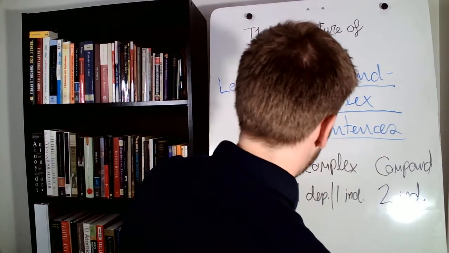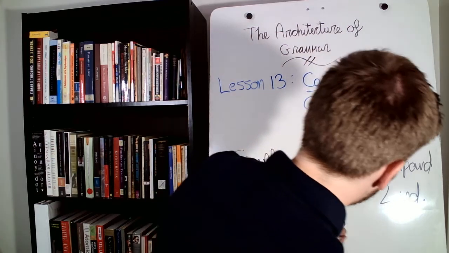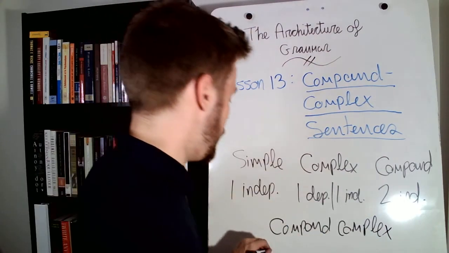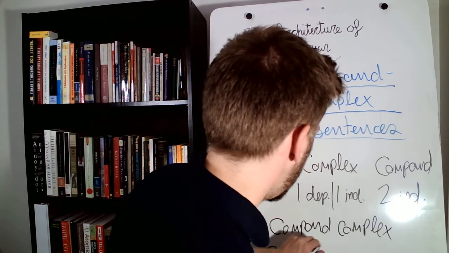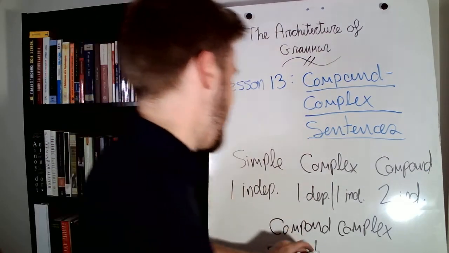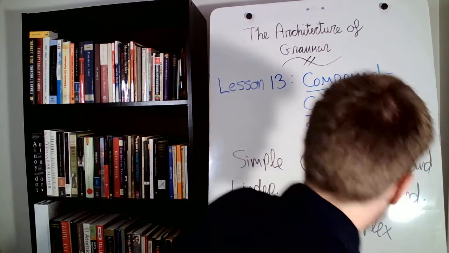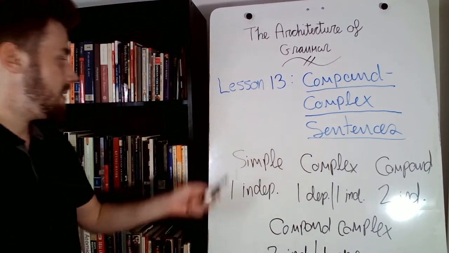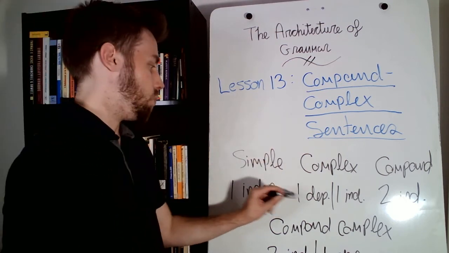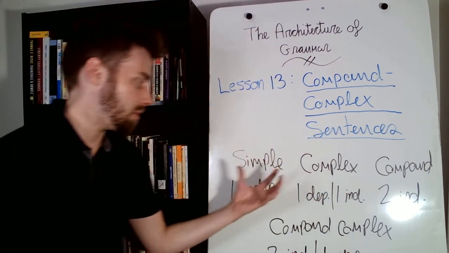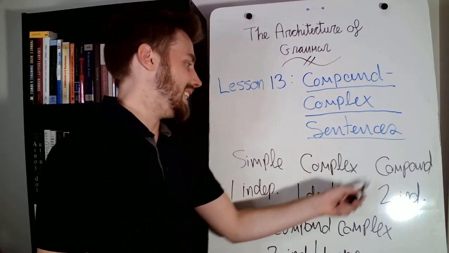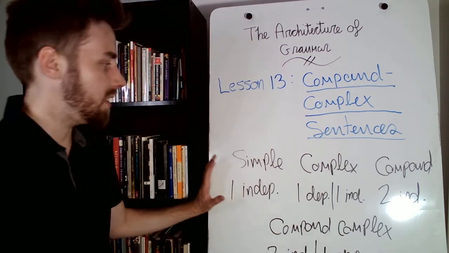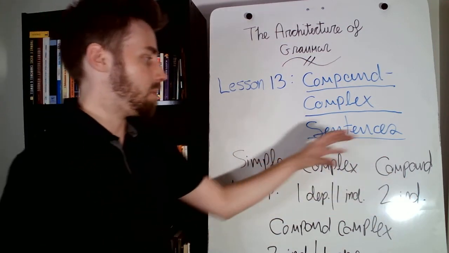Now, the compound complex, it takes from the compound the two independent and it takes the one dependent. So these types of sentences really build on top of one another. So as you can see, simple, one independent, complex, one dependent, one independent, which means one of each. This one only has two independent, and this one has two independent and one dependent. So you can see how that goes, how it builds on top of one another.